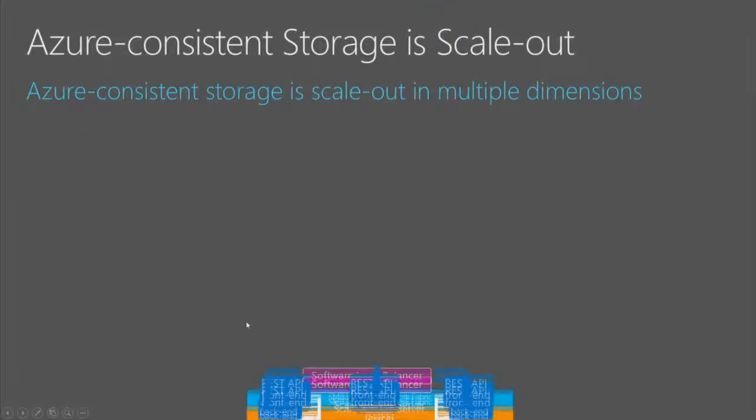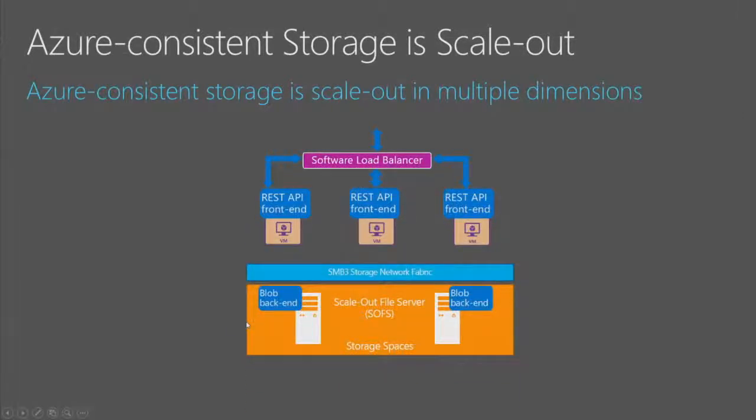So Azure Consistent Storage is scale out in multiple dimensions. That's the very cool thing about this. Let's start off with the same basic diagram. There are multiple front ends, front-ended by a software load balancer. It could be hardware, that's fine. You need a load balancer in order to distribute the incoming traffic amongst the multiple front ends. Now, scale out is possible here at the front-end level. You could add or remove front-end nodes dynamically when the farm is up and running, right?